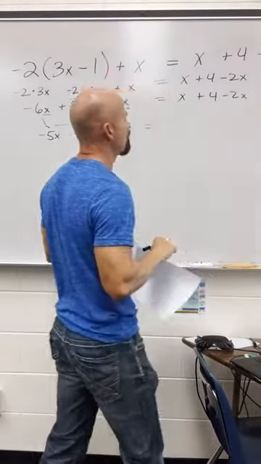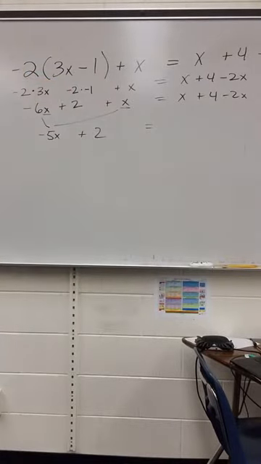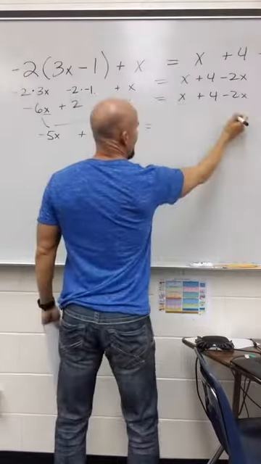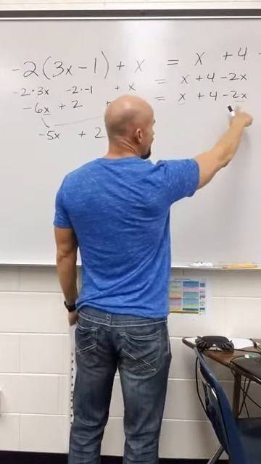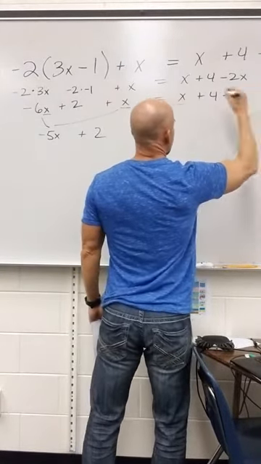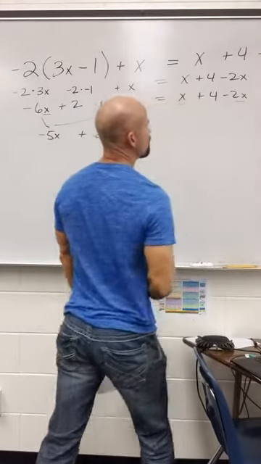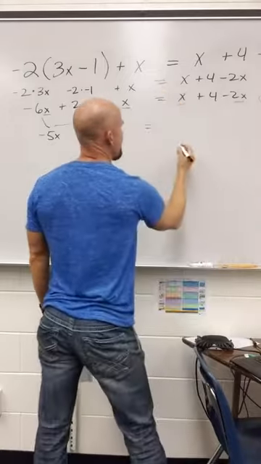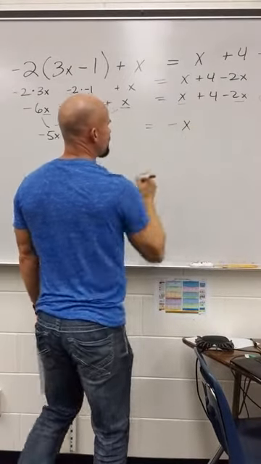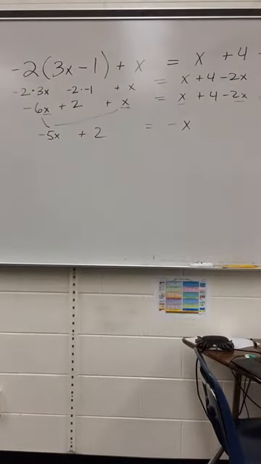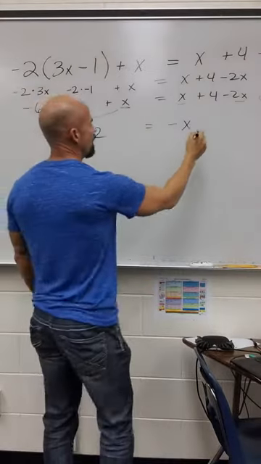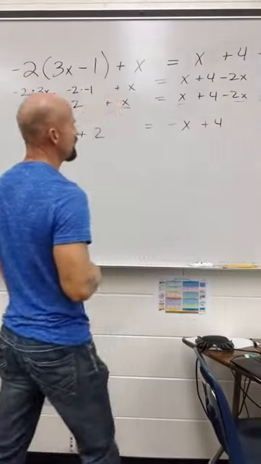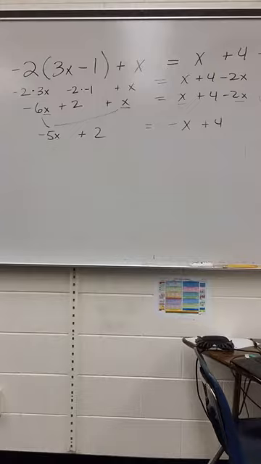Do we have any distributive property? No, no parentheses. Do we have any like terms? Yes, absolutely. X's. This is like 2 negative x's and 1 positive x, so these cancel out. I'm left with 1 negative x. I'm just going to write it as -x, not -1x, but technically -1x would be fine. And then we write the +4.